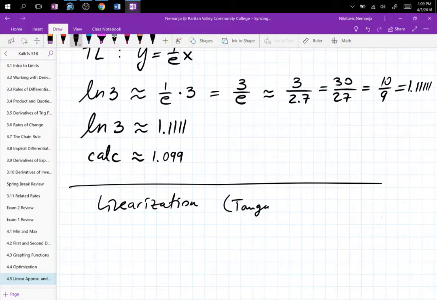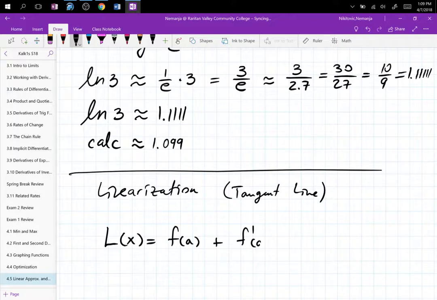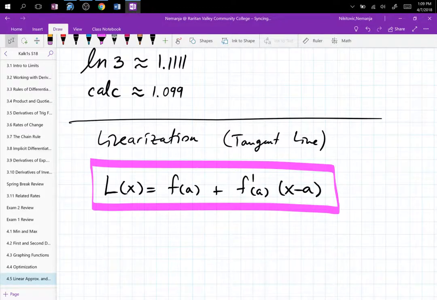So, tangent line. And the formula says like this. L of x, that's instead of y, is f of a plus f prime of a times x minus a. So this is a single formula for the entire tangent line. So if you want me to linearize anything, I just plug everything into this formula. So an example for that, and we're done.